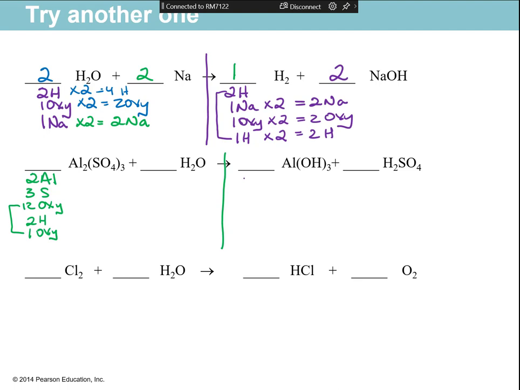Al(OH)3 is what? How many aluminum? 1 aluminum. How many oxygen? 3. And how many hydrogen? 3. And then do H2SO4. How many hydrogen? 2. How many sulfur? 1. And then how many oxygen? And notice I write OXY because otherwise 4O looks like 40. So that's why I've always written OXY, just because it helps me see it's oxygen and not a 0. So if you can keep your O's and zeros straight, have at it.